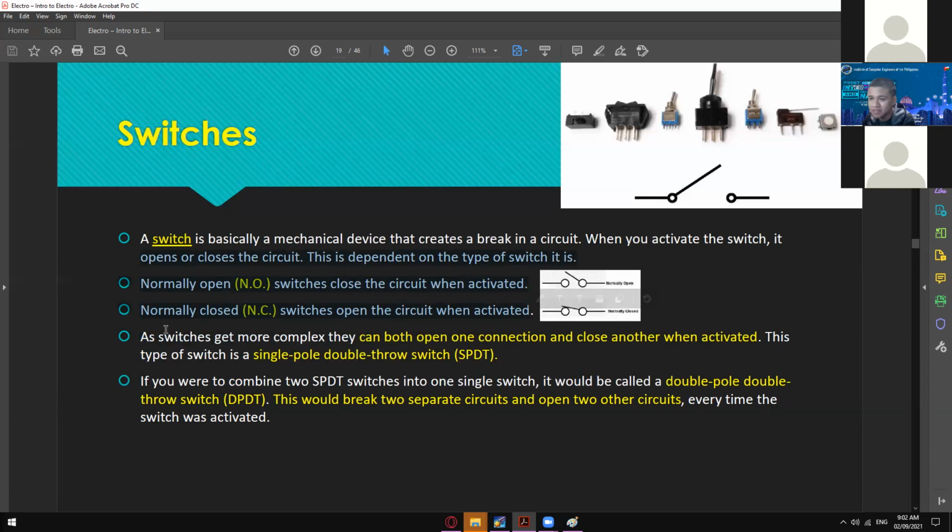So most likely we only use the normally open or normally closed. I haven't used this kind of technology. Maybe for some devices, or in a certain situation, you'll be needing this one, where it will forcefully close the other one and then open the other one. So if you need two, then you can use DPDT.